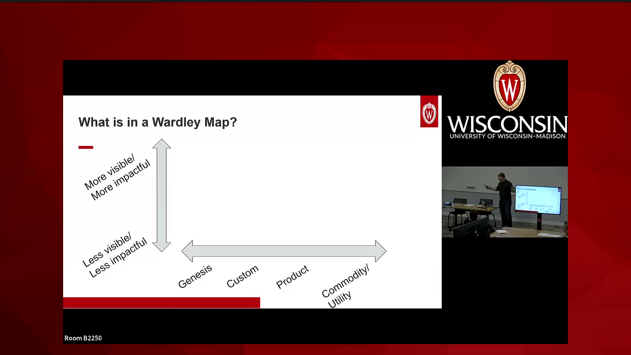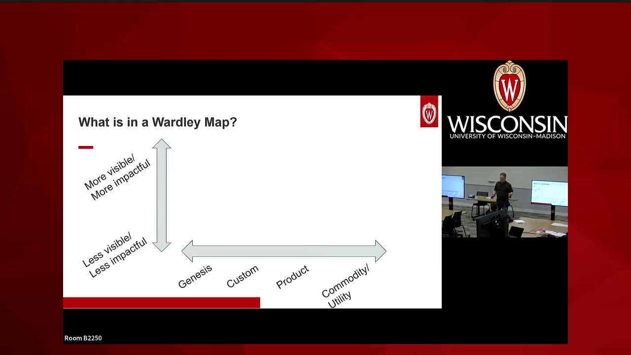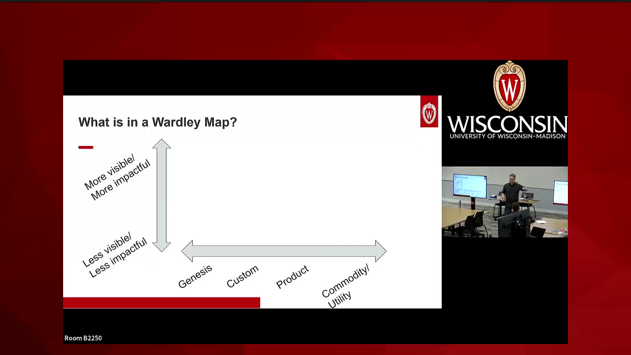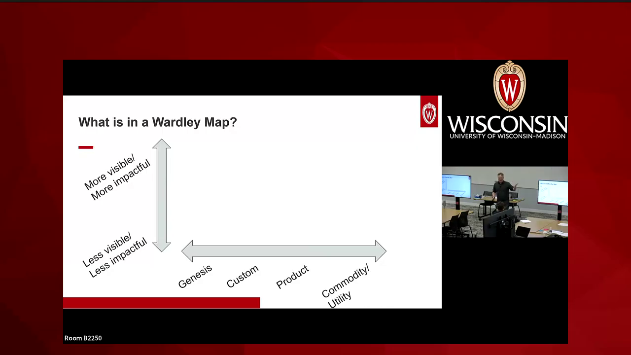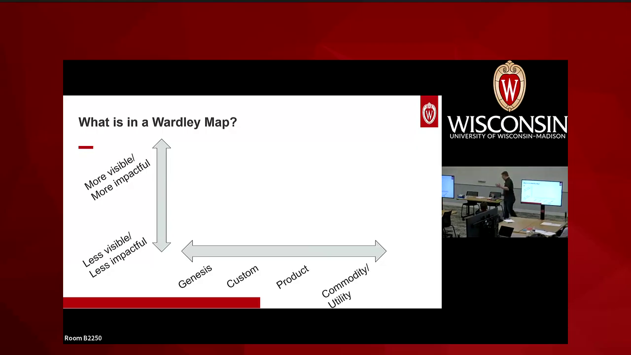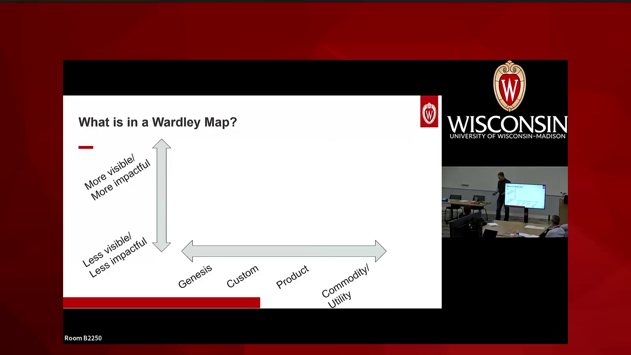unique. And then again, from left to right, we've got Genesis or custom on the left, and then product and commodity and utility on the right. Everything starts as Genesis. The first device that actually ran on electricity was incredibly custom. Right now, we take it for granted. I get the exact same thing. I get standardized output from a wall outlet right now. So that happens over time. We can't predict how long it's going to take.